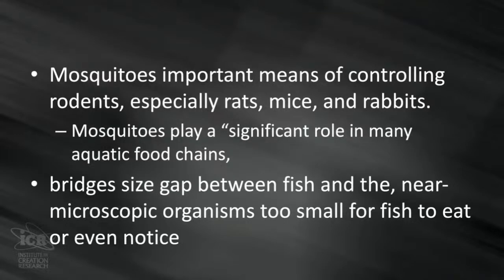Okay, mosquitoes are also important, which surprised me when I was doing research for this book, because I haven't read a great deal about mosquitoes. It's not one of my main interests, but I found they help control rodents, especially rats, mice, and rabbits, and play a significant role in many aquatic food chains. In other words, they are a meal for many animals. And they bridge the gap between the fish and the near microscopic organisms. So they're kind of in between size-wise.